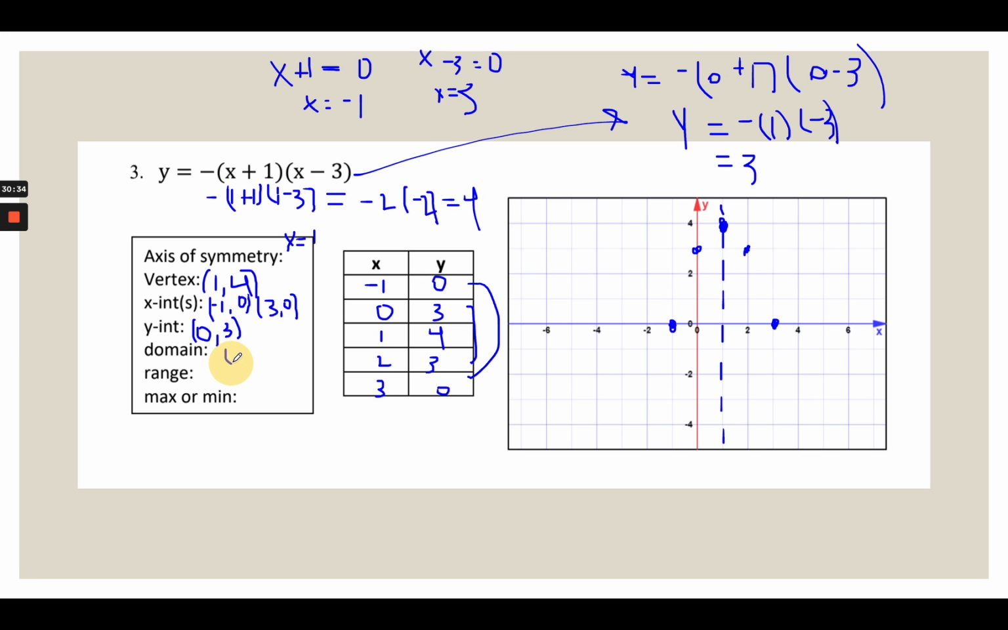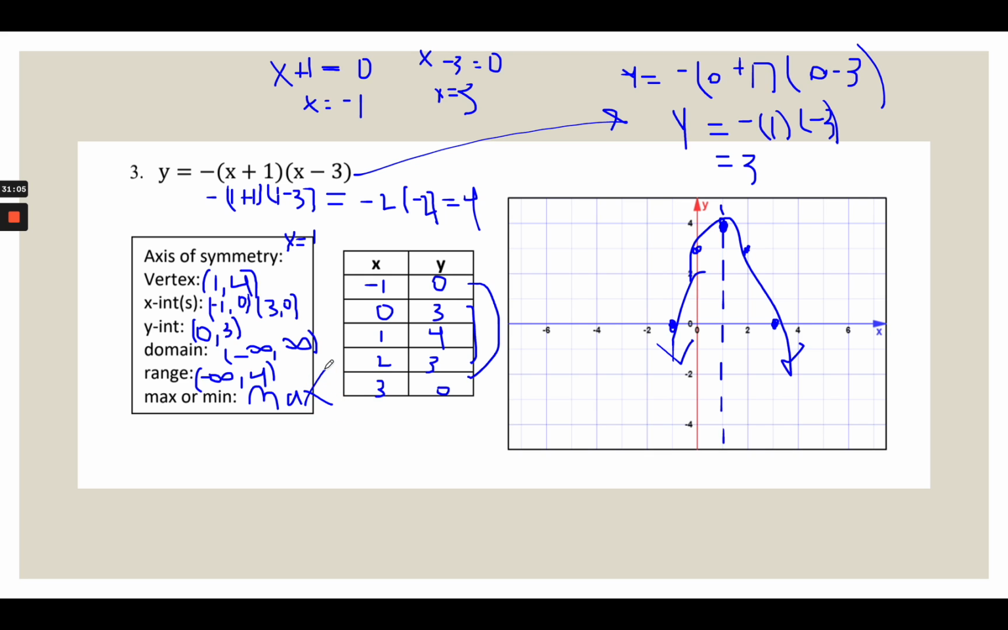So our domain, how far left can we go? We can go all the way to negative infinity. With our x values, we can go all the way to the right, positive infinity. Our range, that's a funny looking parabola. Our range is going to be, the lowest we can go is negative infinity, right? Because it goes on forever, low that way. And the highest we can go is to 4. So is that a max or a min? That is a max.